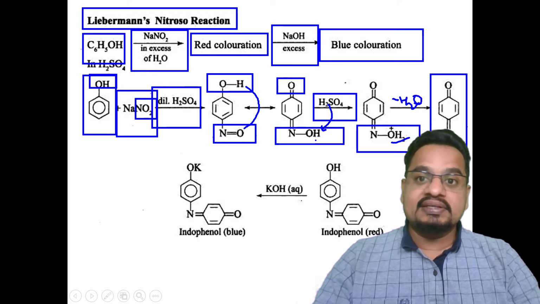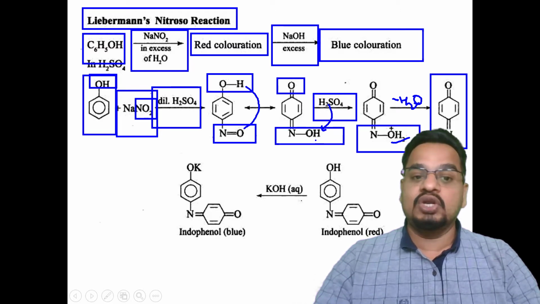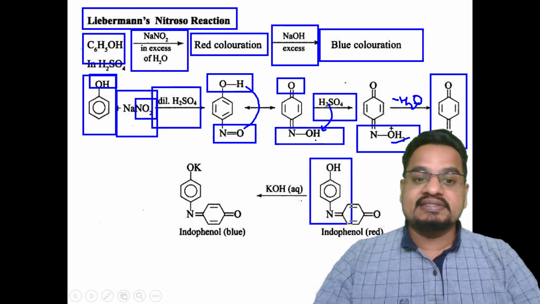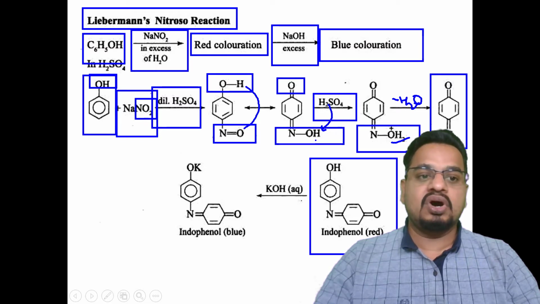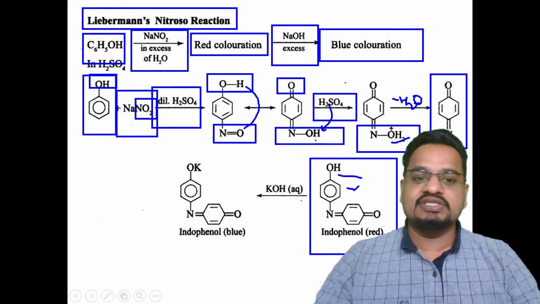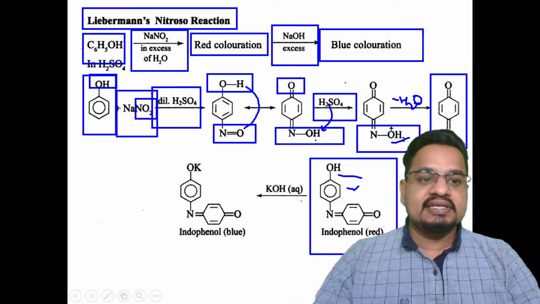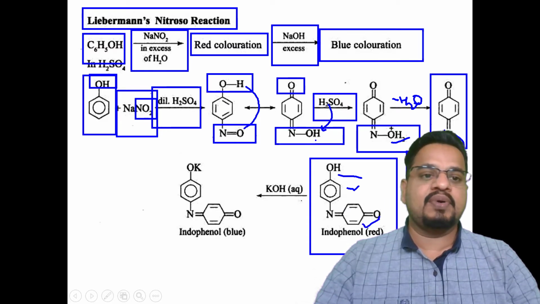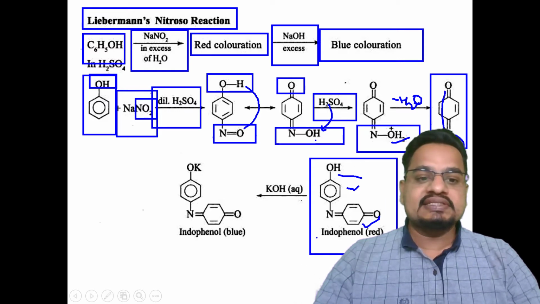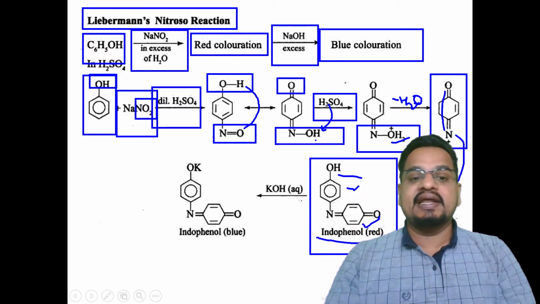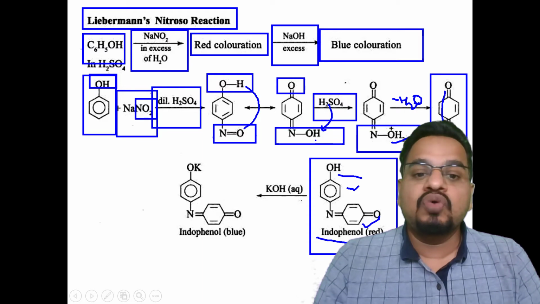And when this nitroso compound is reacted with the phenol, you will get this addition compound, the phenol and the nitroso. So what will happen? This OH, this benzene, that is your phenol. Then this nitrogen is going to get attached to the para position, along with the remaining nitroso compound. So this compound is actually the red coloration, which is the indophenol.